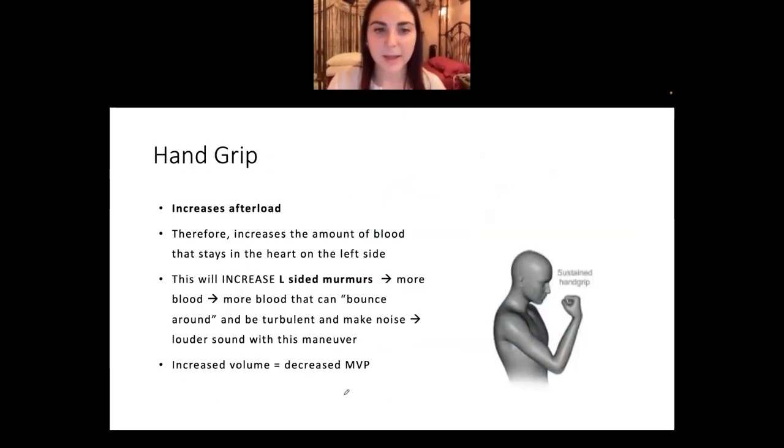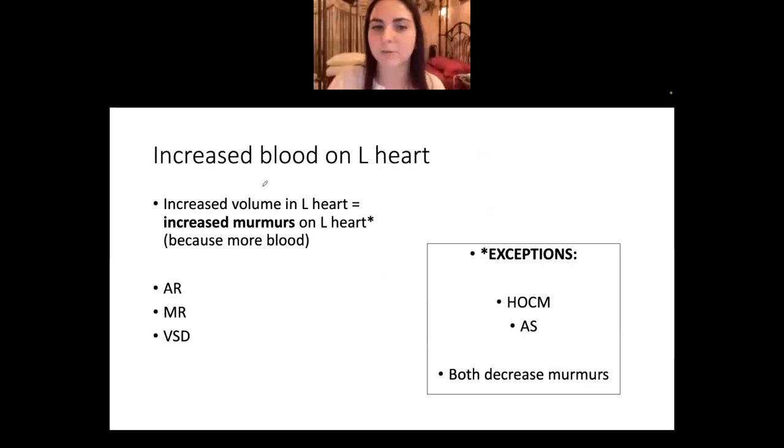Cool. And then hand grip, it's a ridiculous picture, but hand grip is just an increase in afterload only. Since we're only increasing afterload, we're increasing the amount of blood on the left side of the heart. So think about your left-sided murmurs, your mitral valve murmurs, your aortic valve murmurs. That's going to increase the sound of those. MVP is a left-sided murmur. So we have more volume in the heart, the sound is going to be less, because we're giving those chordae tendineae more time to catch that prolapsed valve.